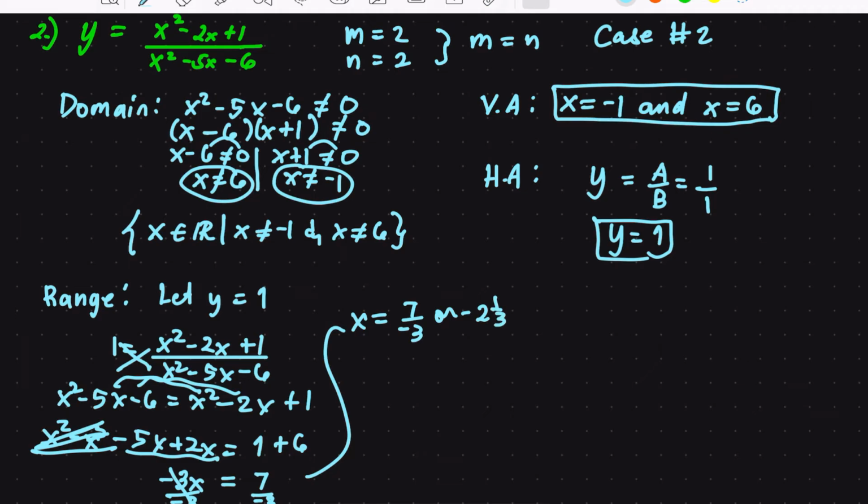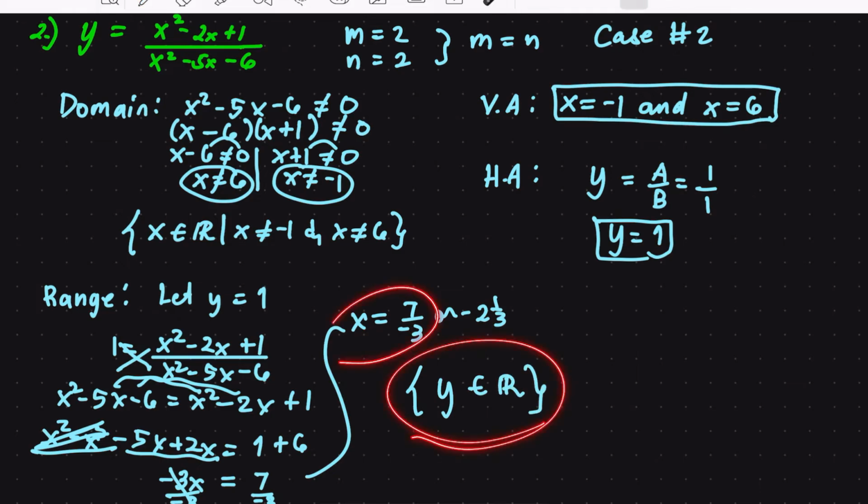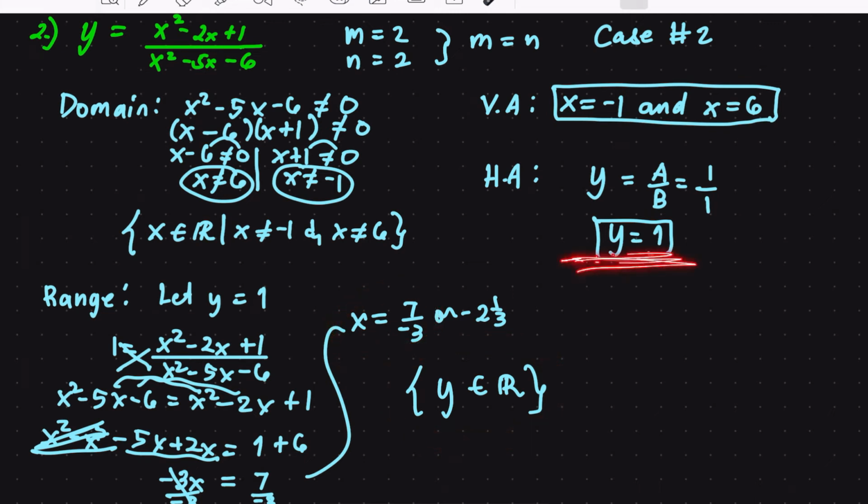So, may kapartner yung y natin. So, kung may kapartner yung y, automatic, ang range natin dyan ay y is element of all real numbers. So, ganun siya. So, may nasolve tayong value ni x, nagamit ang y, okay? All real ang gagamitin. Okay?